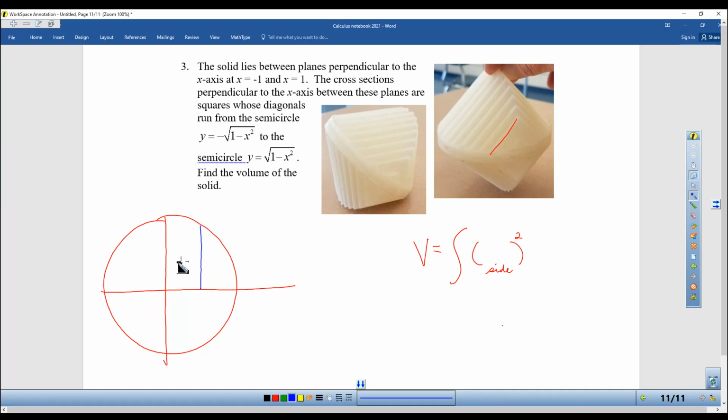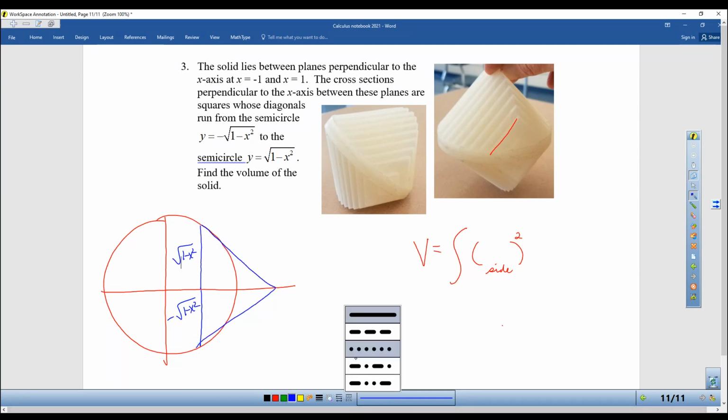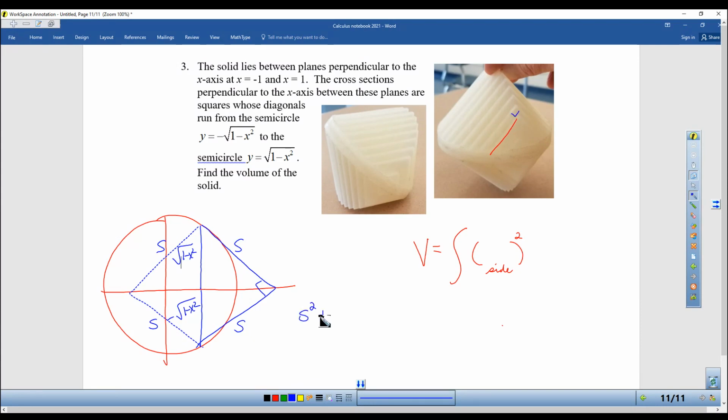Remember that this distance is the square root of 1 minus x squared, and this distance is negative the square root of 1 minus x squared, and I'm trying to make squares, the other side of that square being over here, but I'm trying to find this value, and since it's a square, all four are the same. Oh, not x. We need to give it a different variable name. Let's call it s. So side, side, side, side. So even though it doesn't look like it, these are right angles. So side squared plus side squared is equal to hypotenuse squared.